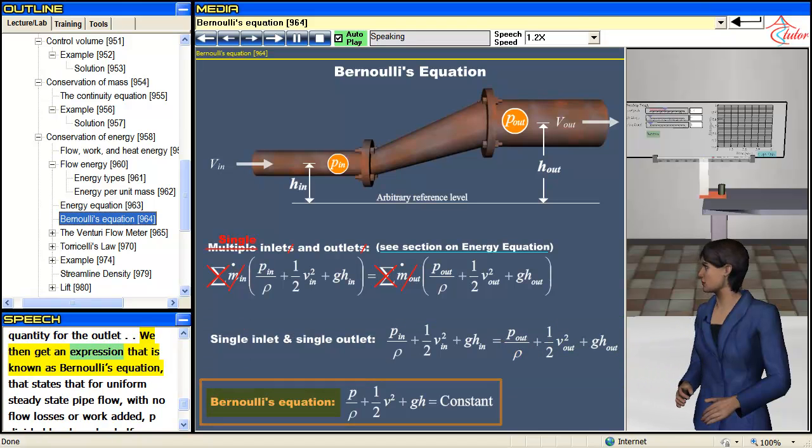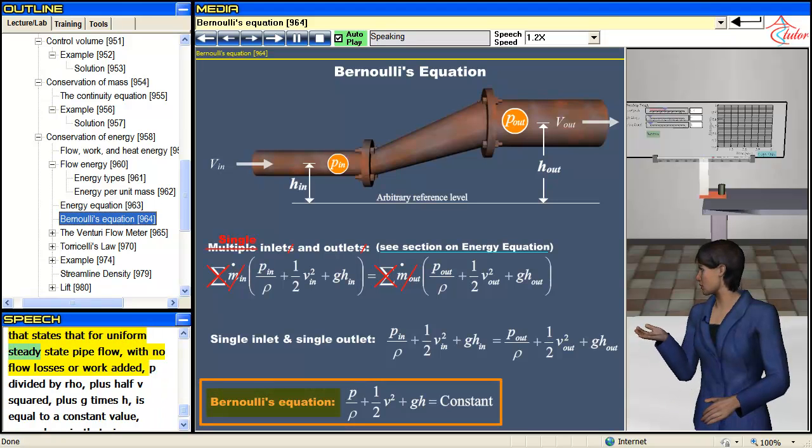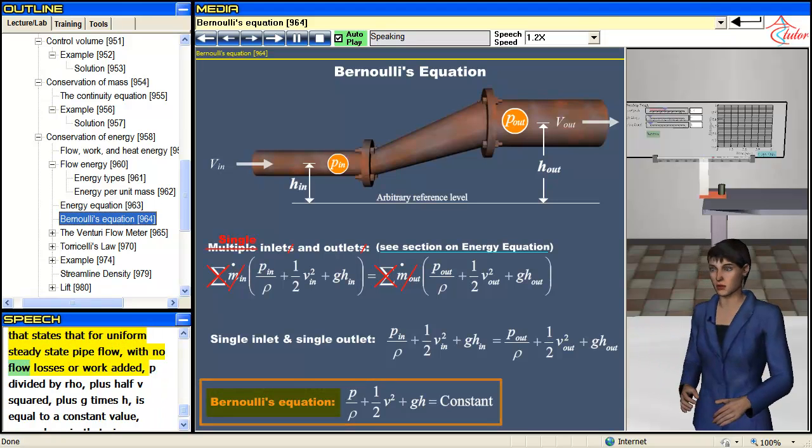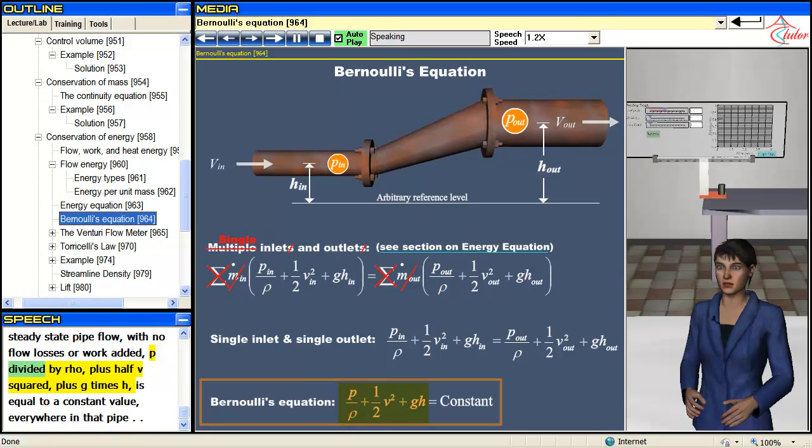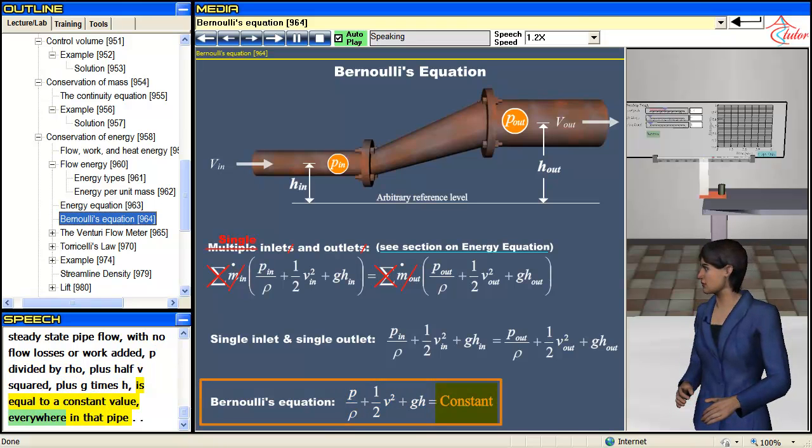We then get an expression that is known as Bernoulli's equation that states that for uniform steady-state pipe flow with no flow losses or work added, P divided by ρ plus half V squared plus g times h is equal to a constant value everywhere in that pipe.